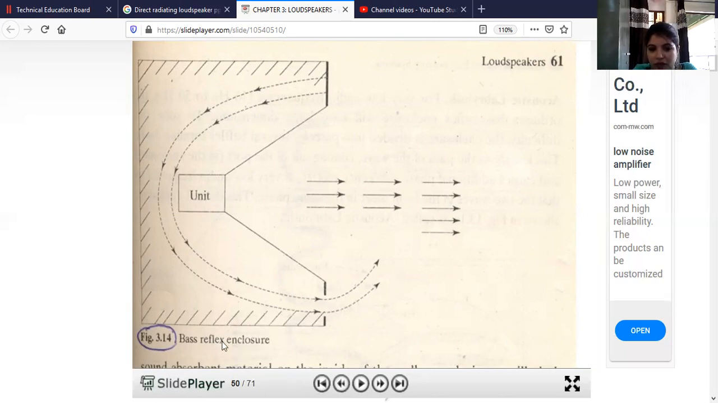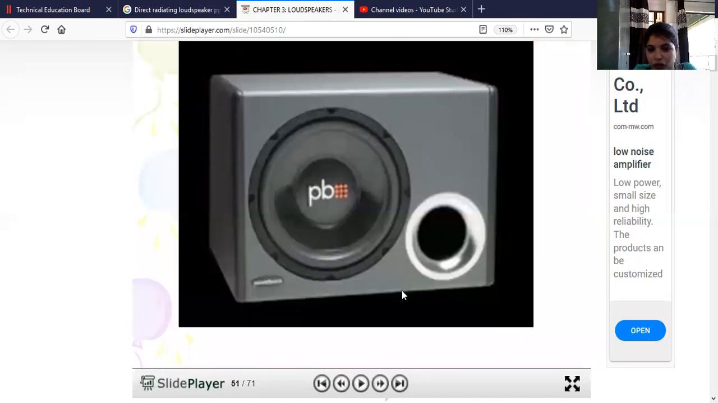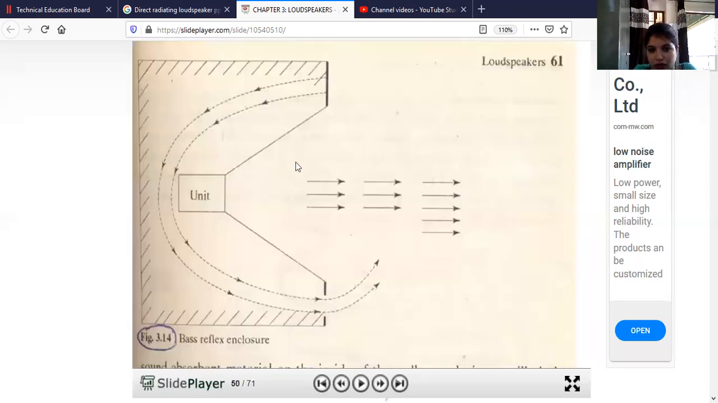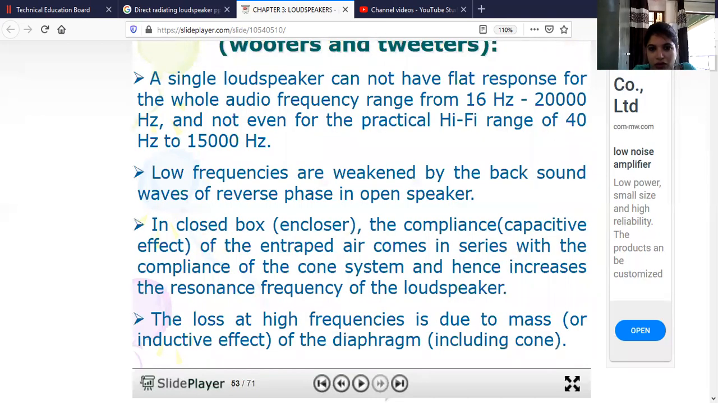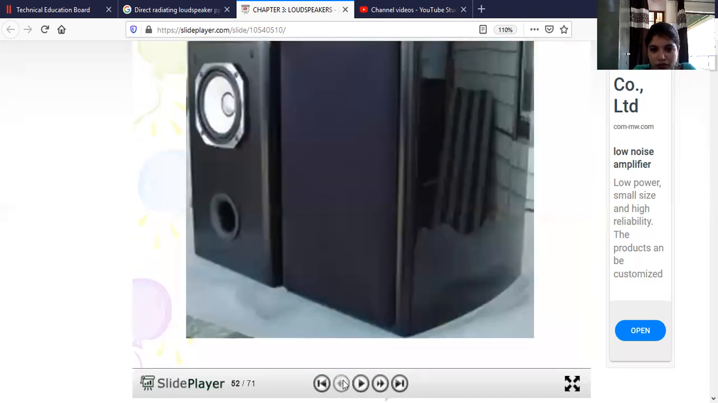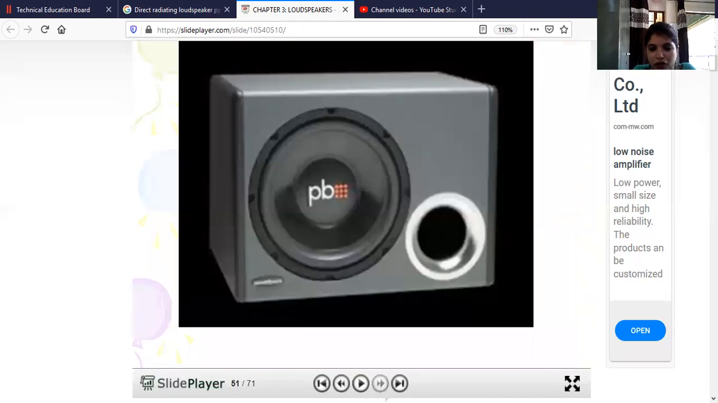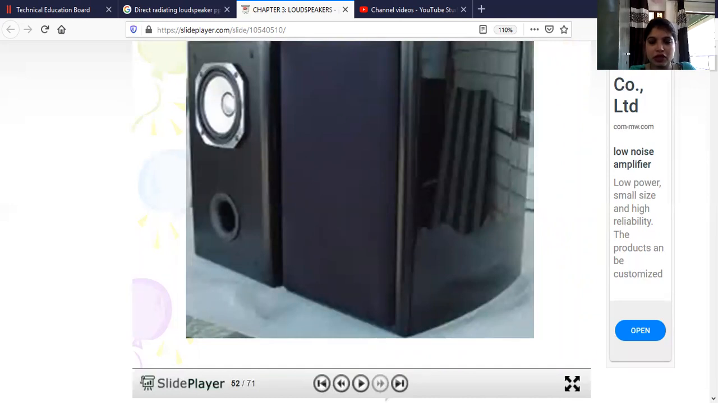It was another type, the bass reflex enclosure. Here two speakers could be connected like this. One was this and the other hole was there. The sound was coming from this end, back sound was coming from this end, and front sounds were coming from this end. You have seen this in DJ floors or in marriages also. So this was all about baffle and enclosure. You need to have a brief description of this only. No detailed question will be asked.